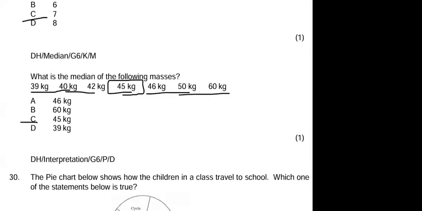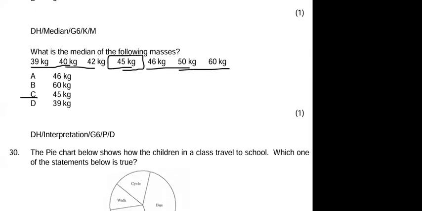Right, let's look at the pie chart one now. The pie chart below shows how children in a class travel to school. Which of the following statements is true? A: More than half the learners either take the bus or cycle. More than half take the bus. I agree with that, more than half, yeah. Okay, check out the rest of them still.